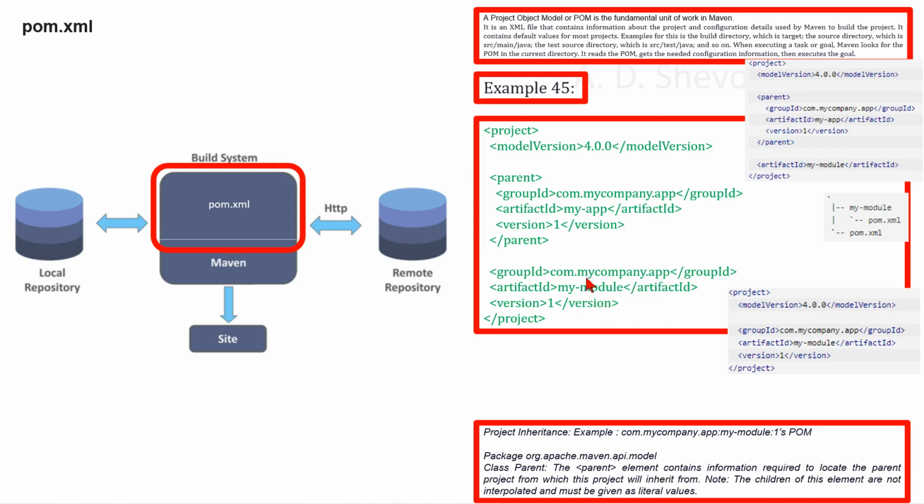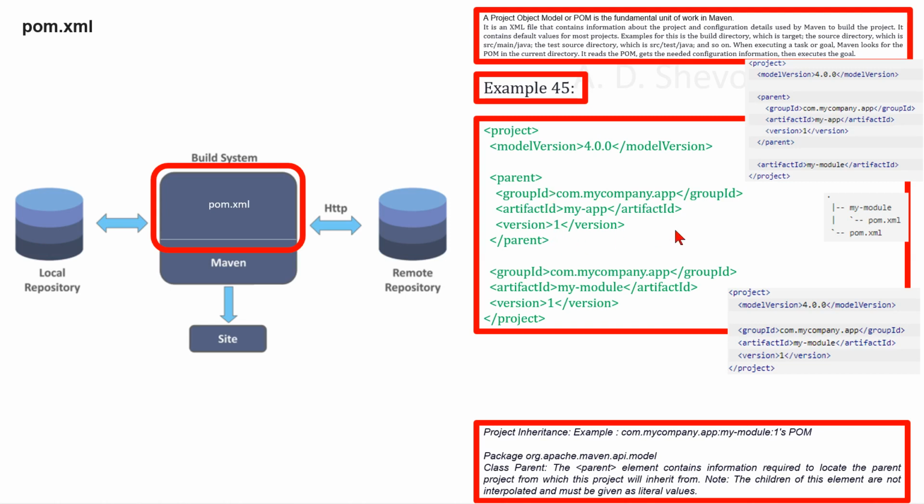Notice that we now have an added section, the parent section. This section allows us to specify which artifact is the parent of our POM, and we do so by specifying the fully qualified artifact name of the parent POM. With this setup, our module can now inherit some of the properties of our parent POM.